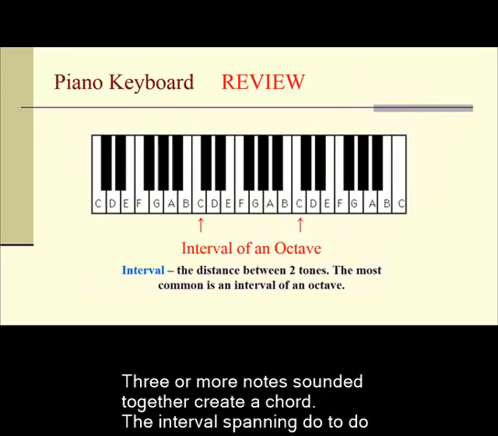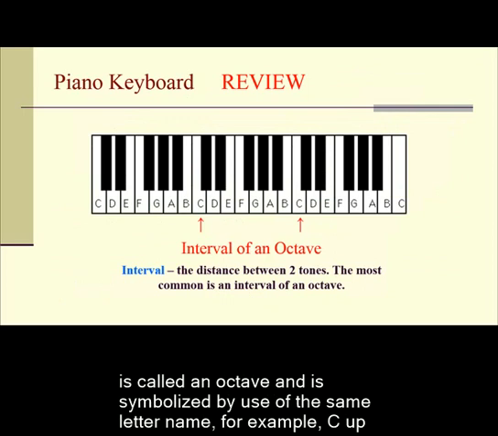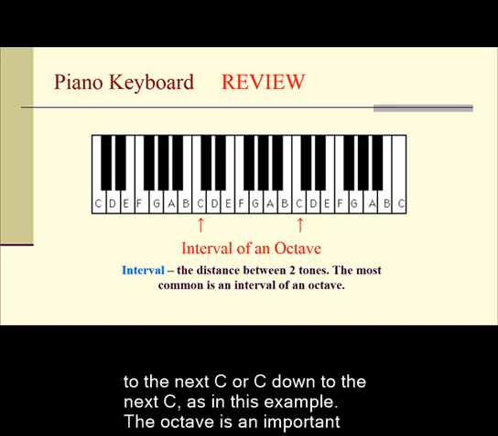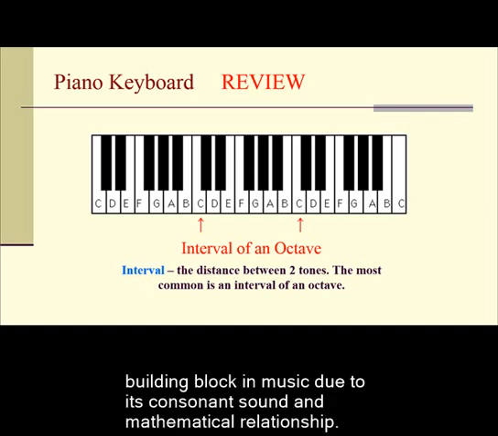The interval spanning do to do is called an octave and is symbolized by the use of the same letter name. For example, C up to the next C, or C down to the next C, as in this example. The octave is an important building block in music due to its consonant sound and mathematical relationship.